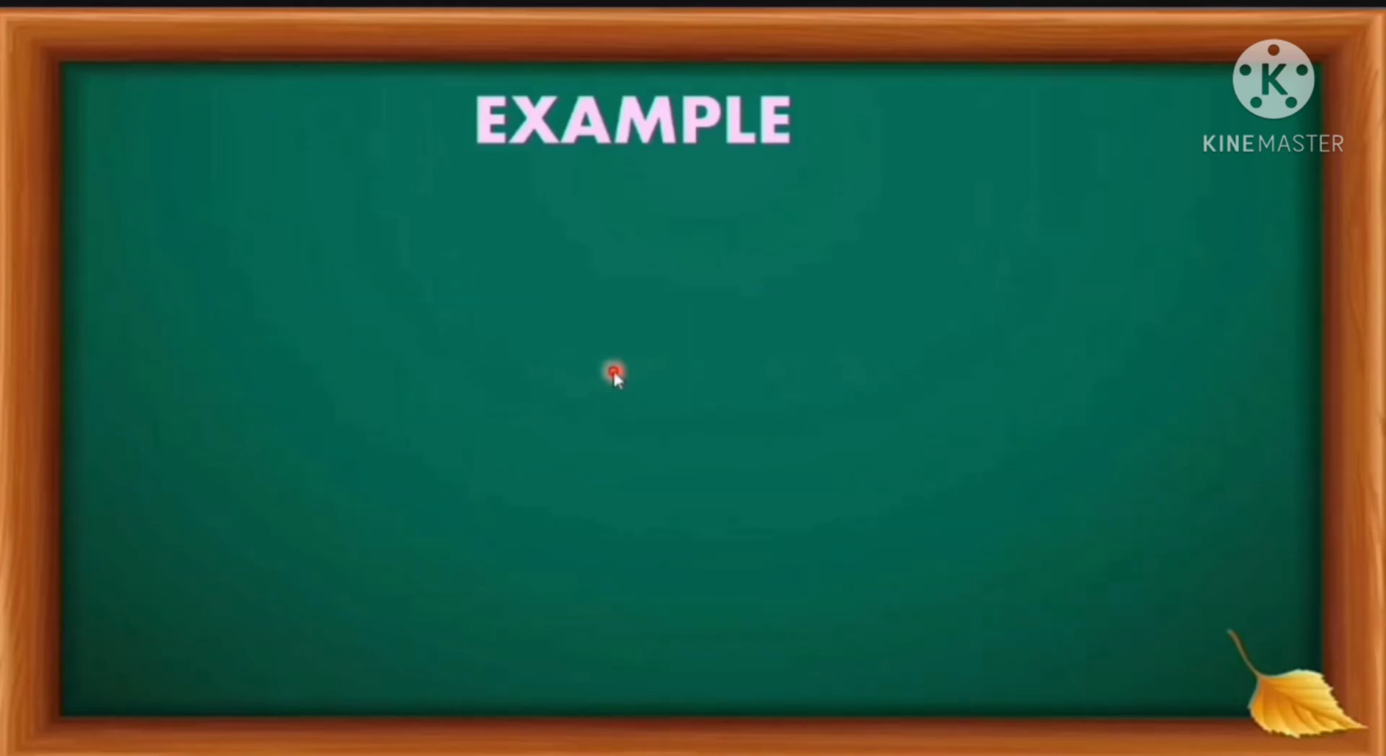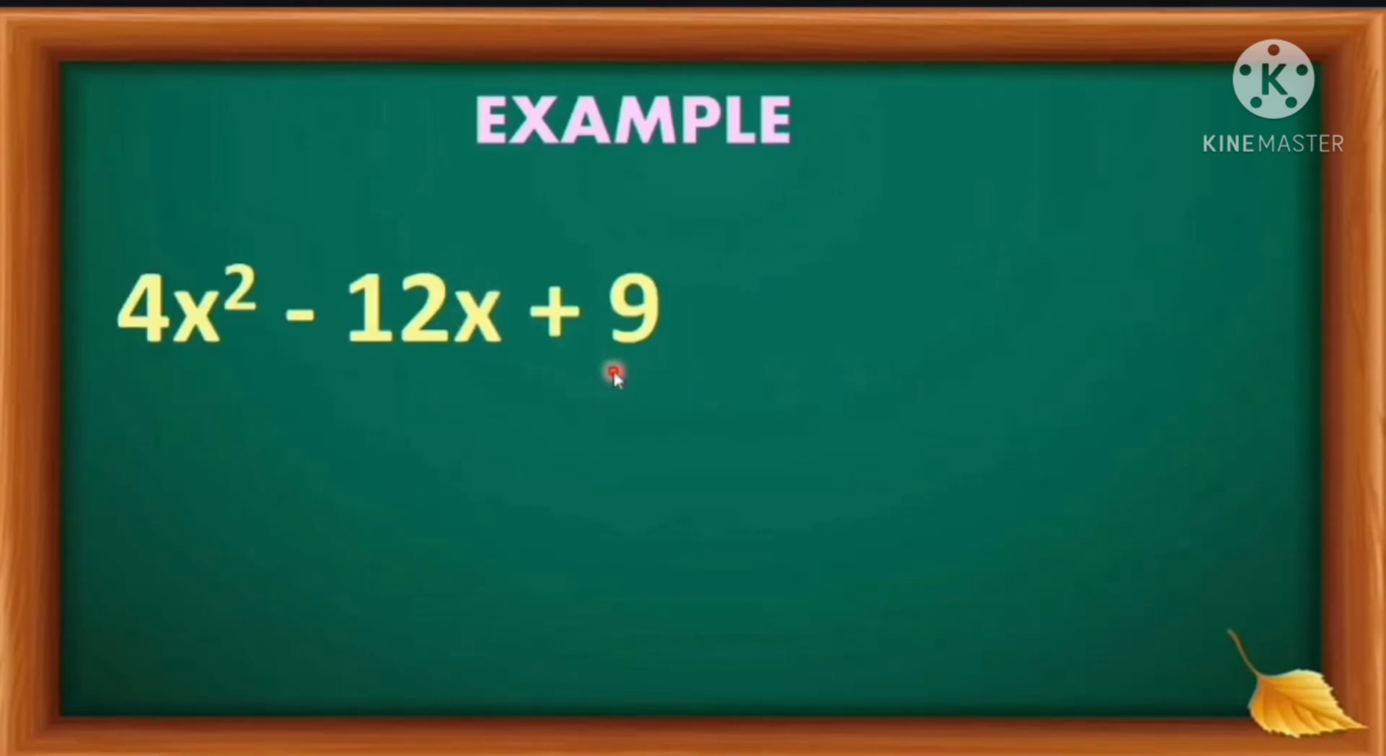Okay, let's proceed to another example. Suppose we have 4x squared minus 12x plus 9. Let us check whether this trinomial here is really a perfect square trinomial. Paano natin gagawin yun? Is the first term a perfect square? Yes, 4x squared is indeed a perfect square. Is the third term a perfect square? Yes, 9 is a perfect square.